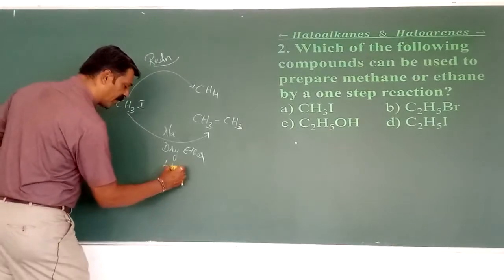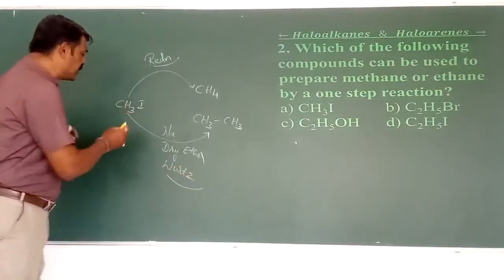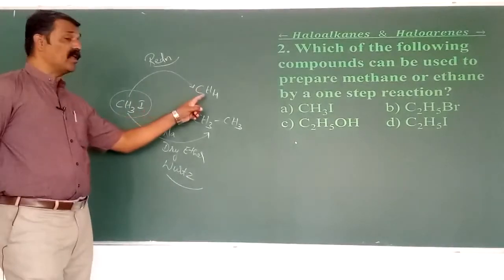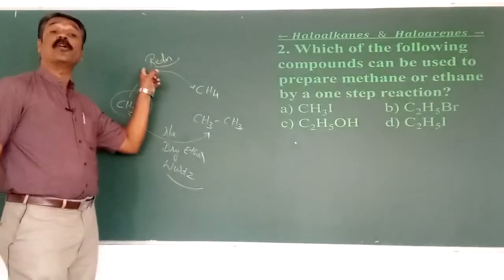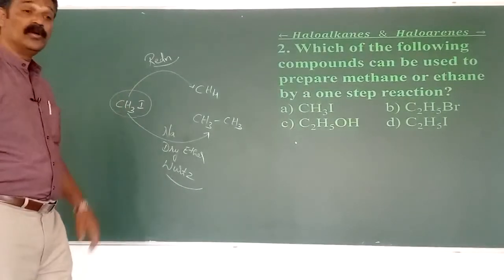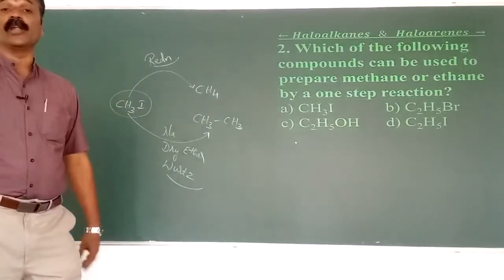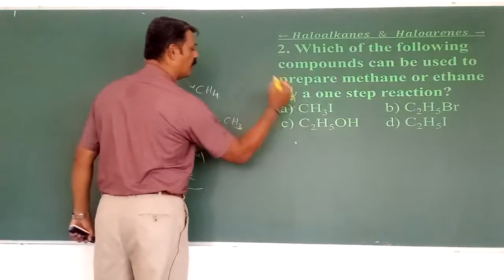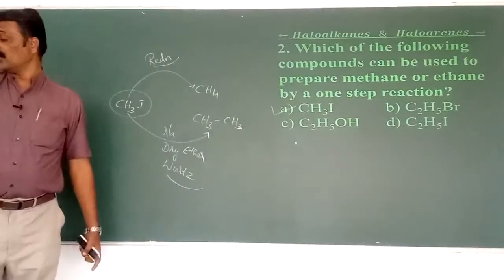Wurtz reaction. From methyl iodide I can get not only methane, which is done by the process called reduction using a suitable reducing agent, but also ethane by the well-known named reaction called the Wurtz reaction. Therefore, the possibility here is methyl iodide. Okay, so let's move on to the third here.